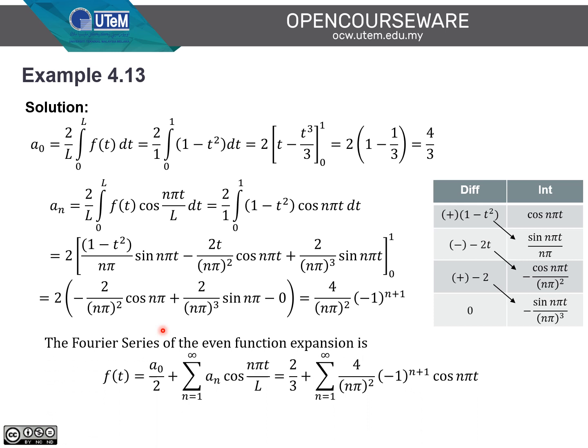Lastly, we need to substitute the Fourier coefficient a0 and the Fourier coefficient a n into the formula to obtain the series of the function f(t) of the even function expansion, which is equal to 2 on 3 plus the summation of 4 over n pi squared, minus 1 to the power of n plus 1, multiplied by cos n pi t, and the summation is from n equals 1 to infinity.